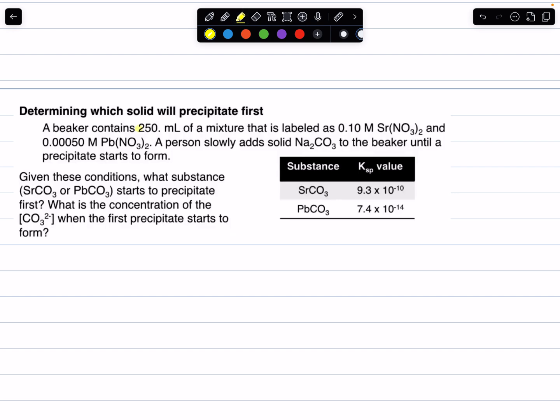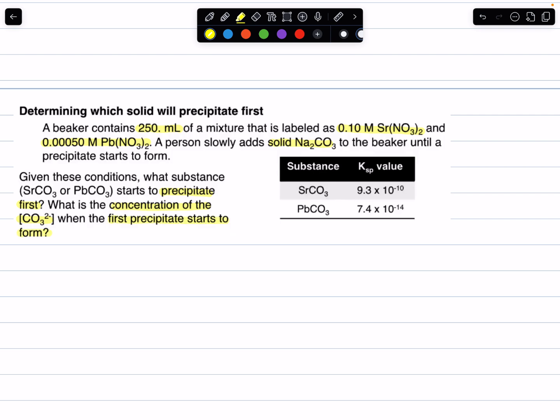A beaker contains 250 milliliters of a mixture that is labeled as 0.1 molar strontium nitrate and 0.0005 molar lead nitrate. A person slowly adds solid sodium carbonate to the beaker until a precipitate starts to form. First, given these conditions, what substance starts to precipitate first? And then second, what is the concentration of carbonate when the first precipitate starts to form?